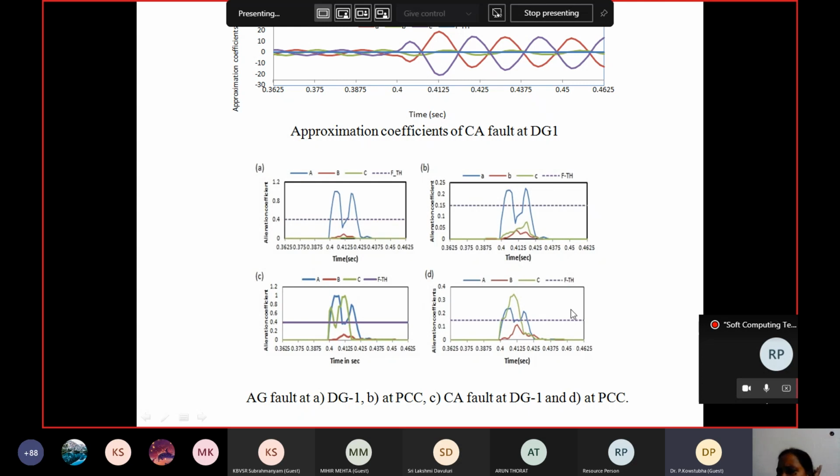Of course, whenever we introduce a fault at the DGs, there is a lot of change in the current signals and voltage signals at the corresponding PCC also. If we introduce an AG fault at DG1, a BG fault at DG1, or an AG fault at DG2, there are corresponding waveforms at PCC also. Like that I have retrieved all the waveforms at the corresponding DGs as well as PCC. For all the graphs which are retrieved at PCC, I have fixed the threshold value as 0.15. And for all the graphs which are retrieved at DGs, I am fixing the threshold value at 0.4.